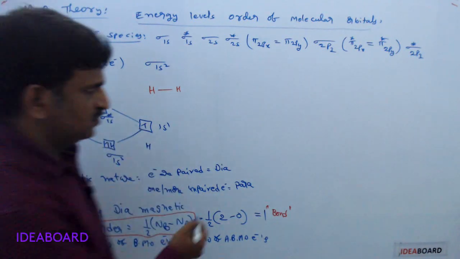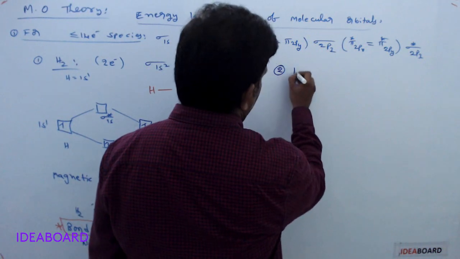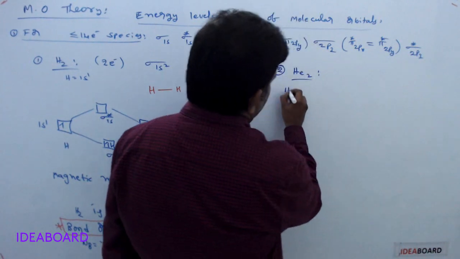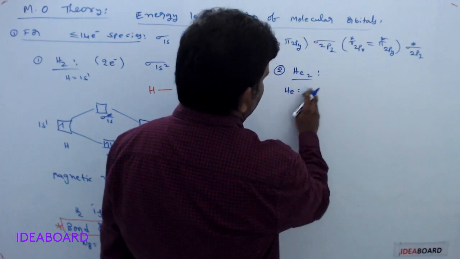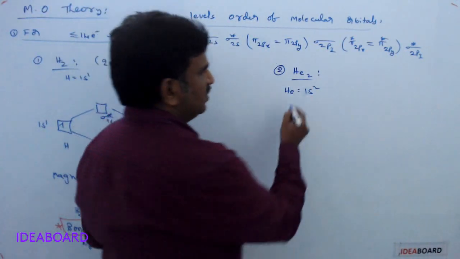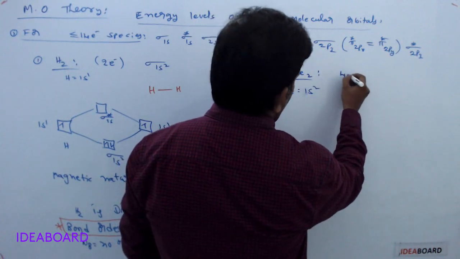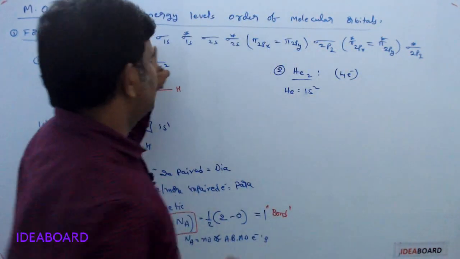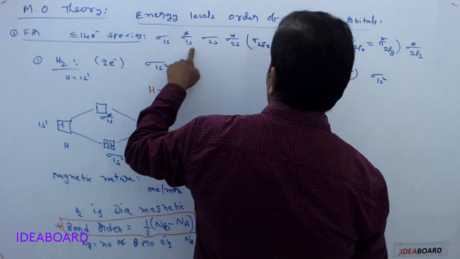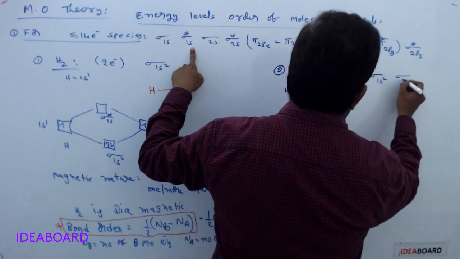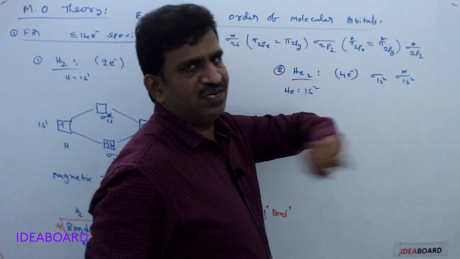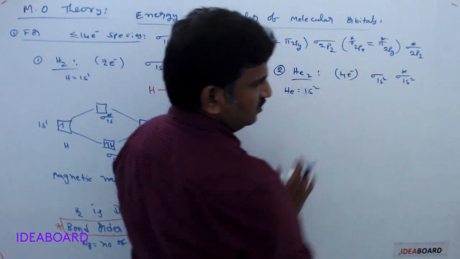This is for hydrogen. And the second molecule I am trying to write is He2, the helium-2 molecule. Each helium atom has the configuration 1s2, that is 2 electrons. So the helium-2 molecule has a total of 4 electrons. You must write these 4 electrons in the configuration: first sigma 1s2, then sigma star 1s2. So here 2, here 2, 4 electrons over. That is the configuration for the He2 molecule.